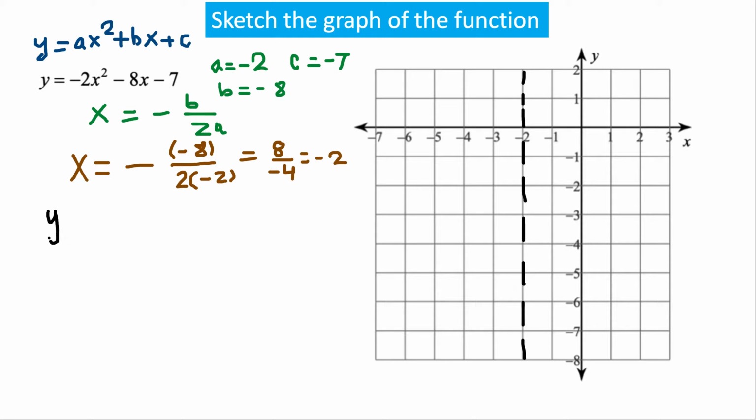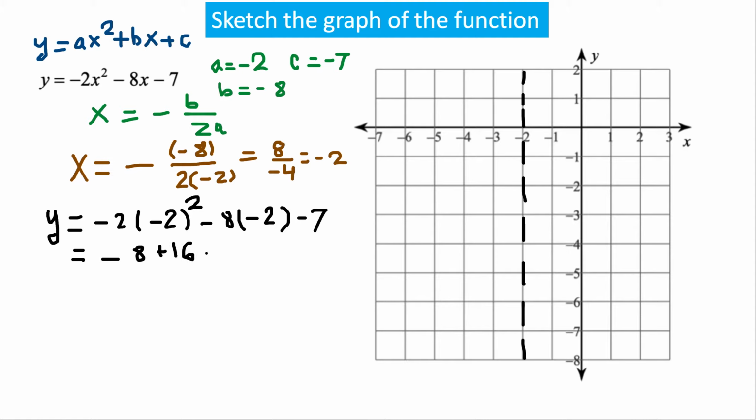So now we take the formula y equals. Whenever we have an x, we plug in a minus 2. The leading coefficient is minus 2, and instead of the x, I'm going to plug in minus 2, and it is squared, because x is squared. Then minus 8, and instead of the x, I'm plugging in minus 2. And we have minus 7. Negative 2 squared is 4, times negative 2 is negative 8. Now negative times negative is positive, and 8 times 2 is 16. Now the negative 7: 16, negative 8, negative 7 gives negative 15, plus 16 is equal to 1. So y is equal to 1.